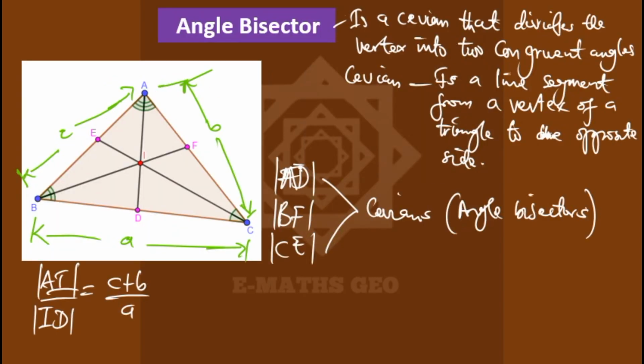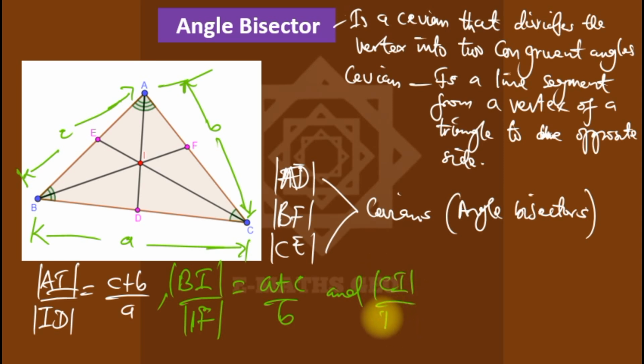Whenever you are asked this kind of question, let's finish up. BI over IF is A plus C over B, and CI over IE is A plus B over C. So we've proved that. Thank you.